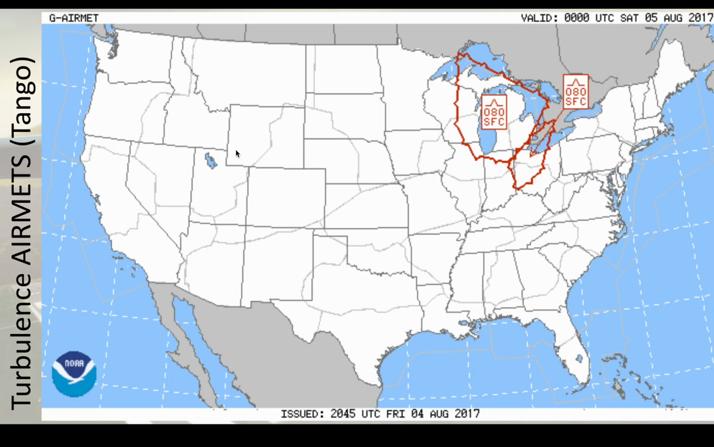Turbulence AIRMETs. So these are Tango. So like I said, AIRMET Tangos or SIGMET Tangos. They're for turbulence. And this one up here in the Great Lakes region, from the surface to 8,000 feet, we're having severe to moderate turbulence there.